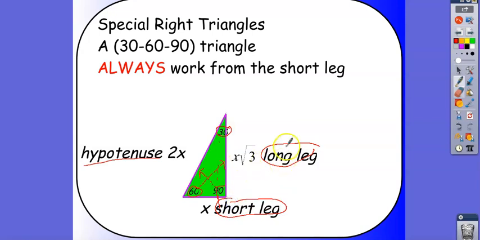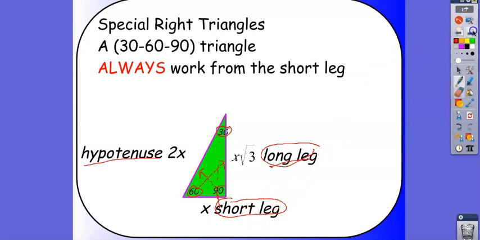It makes it easier. If I know where my hypotenuse is, and my short leg, and my long leg, I know whatever my short leg is, if I multiply times root 3, I have my long leg. If I know where my short leg is, if I multiply times 2, I know my hypotenuse. So what am I going to do if I want to go back to the short leg? I'm not going to multiply, I'm going to divide. The hypotenuse divided by 2 gives me the short leg. The long leg divided by root 3 gives me the short leg.